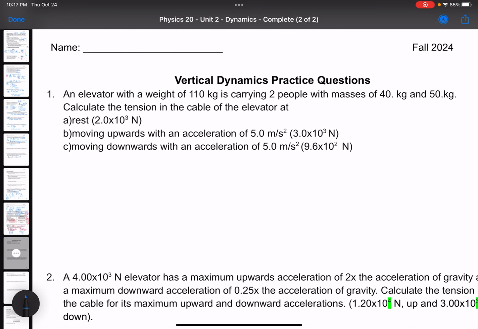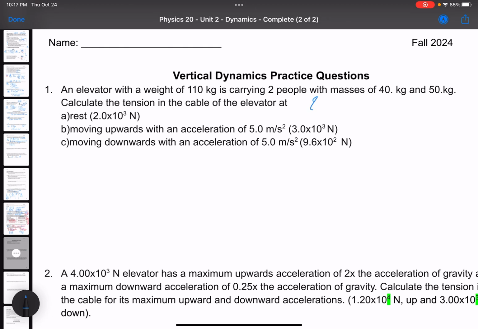All right, so this brings us to the practice questions. Again, these are intended to be done by you. So please take a look at the questions, try them first, and then just watch the video if you need help with them. Okay, so question number 1, elevator with a weight of 110 kilograms. It's carrying 2 people with masses of 40 kilograms and 50 kilograms. So in total, I have 200 kilograms of mass. Calculate the tension in the cable if it's at rest.